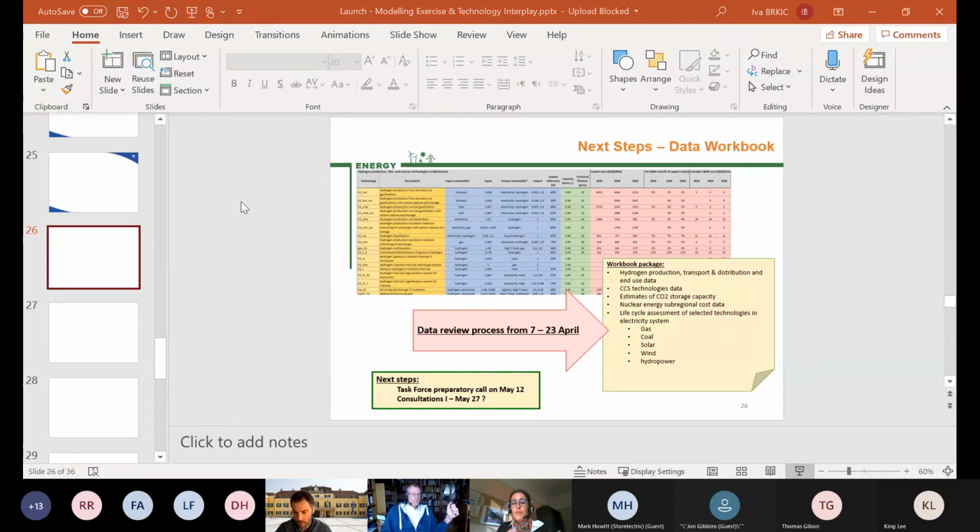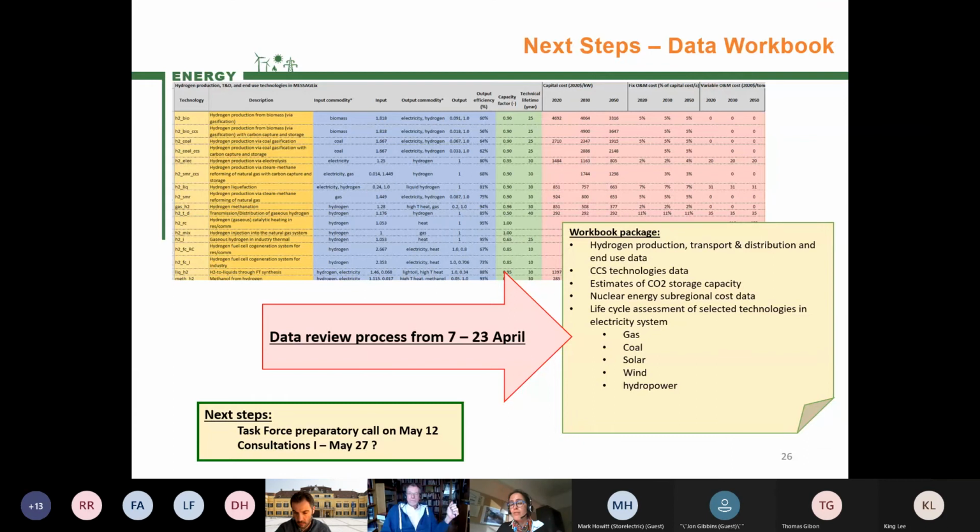And we kindly ask you to review it, to provide us with any sources or directly input data that you might have at hand. And the process will take now next, let's say, 2 weeks time to work with the package, which will include what's listed here in a little post-it.